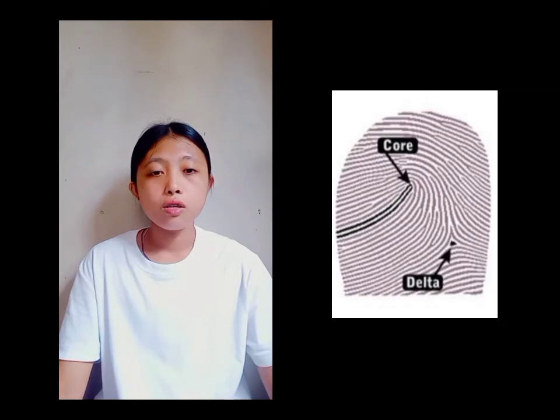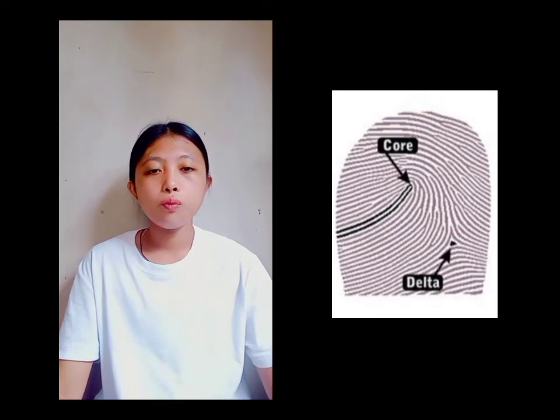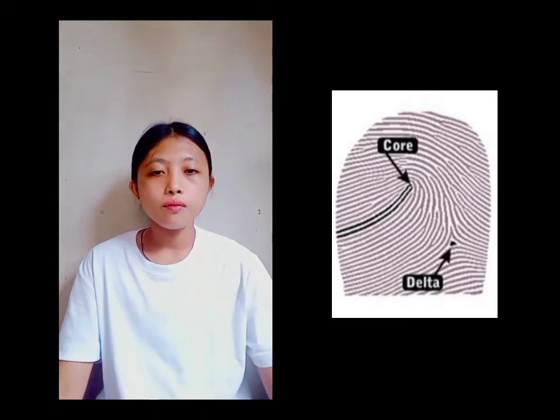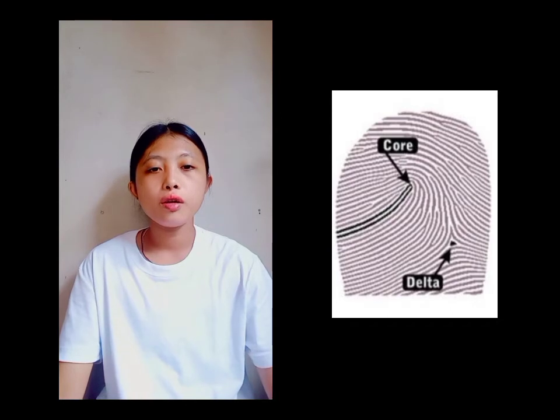Next is the core. So what is core? Core is located on the shoulder of the innermost loop farthest from the delta. It is the second of the 2 focal points. The core, as the name implies, is the approximate center of the finger impression. So, when the core is referred to as the center or heart of a pattern, it does not mean that it is the exact central point of the fingerprint impression, because there are numerous rich details outside of the type lines which are not considered in pattern interpretation.